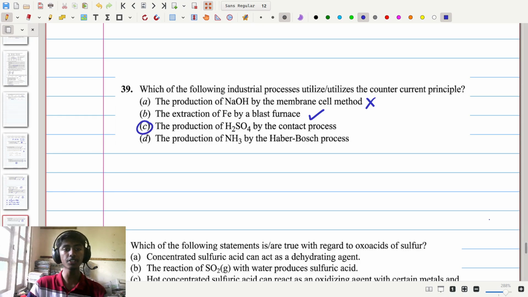Now moving on to C, C says the production of sulfuric acid by the contact process, which is also an example since when the sulfuric acid flows downward and the SO2 is rising upward, we have once again the counter current principle. Now finally, if you consider D, the production of ammonia by the Haber-Bosch process, in here we have only a gas-based reaction and therefore we actually don't have any counter current principle in there. So the correct answers here are B and C, and B and C only being correct corresponds to answer number 2. So for 39, the answer is answer number 2.